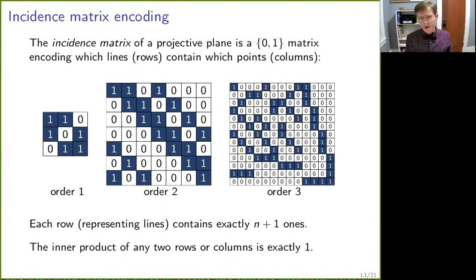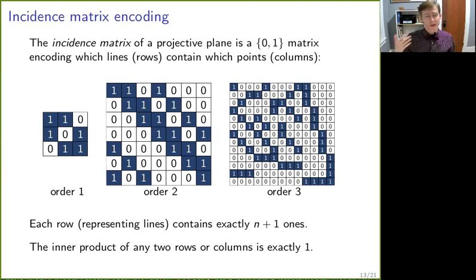To encode your problem on a computer, we're not actually going to use those nice colorful diagrams. We're going to use a 0-1 matrix known as an incidence matrix. The idea is the lines of your plane are going to be represented by rows of the matrix, and the points of the plane are going to be represented by columns of the matrix. Then you have a 1 in the ijth entry if the ith line contains the jth point.